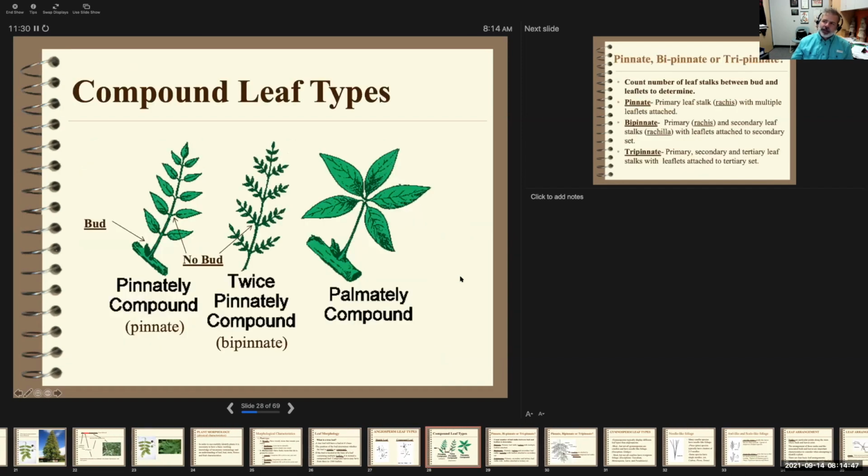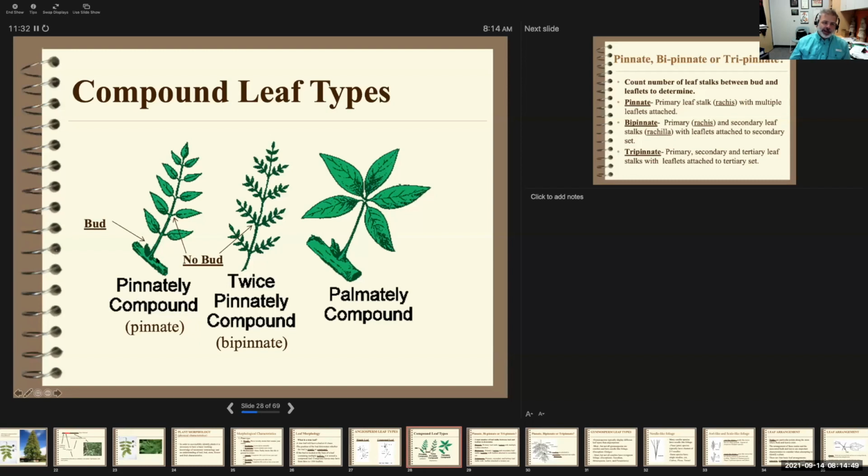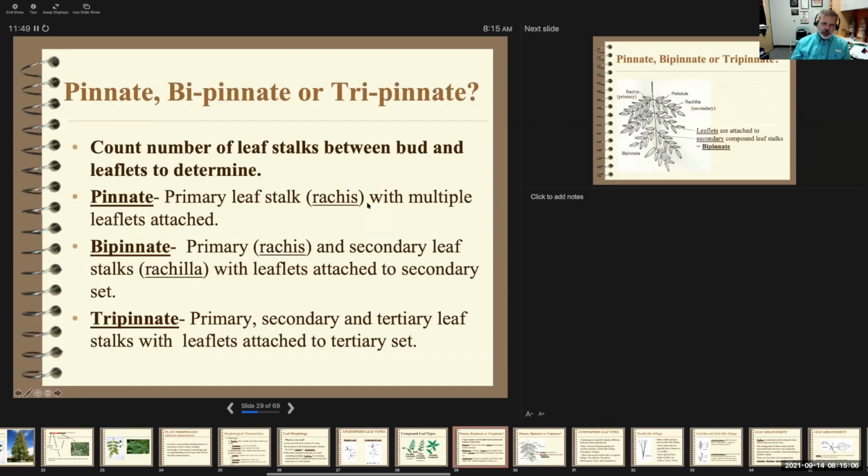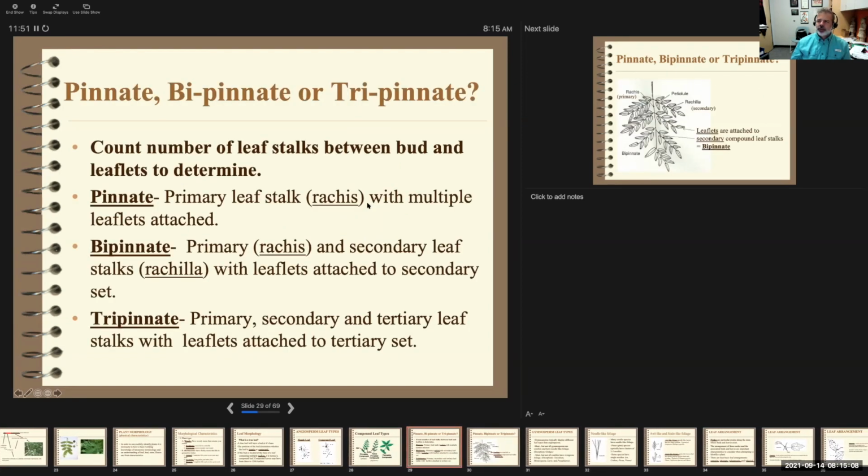Here's some examples of compound leaves. One is pinnately compound, and you can see that here. Twice pinnately compound, where it's split again. Again, there would only be a bud here and a bud here. Or you may even see palmately compound, which of course is like the palm of your hand. There's just a bud down here, but there are no nodes, there are no buds in this area. And so those are some classifications that you see there on the screen. Pinnate, bipinnate, tripinnate, all different ways that we can classify compound leaves.